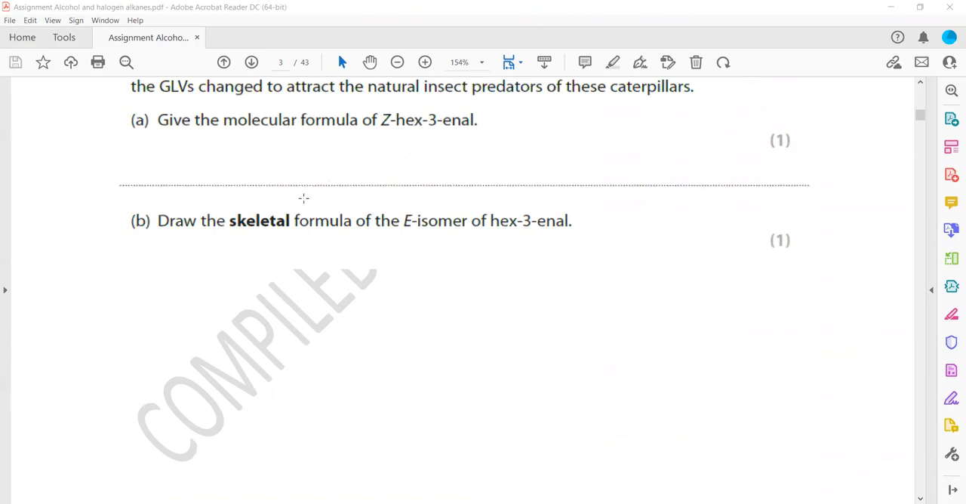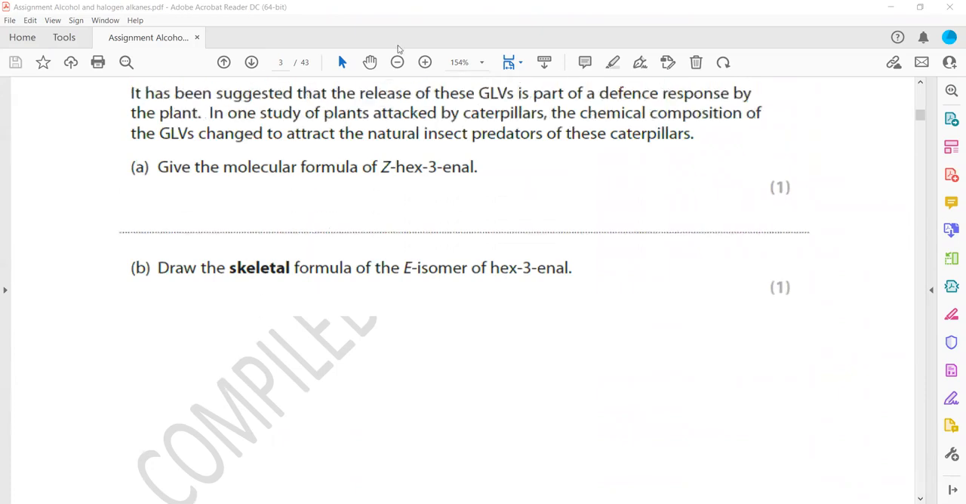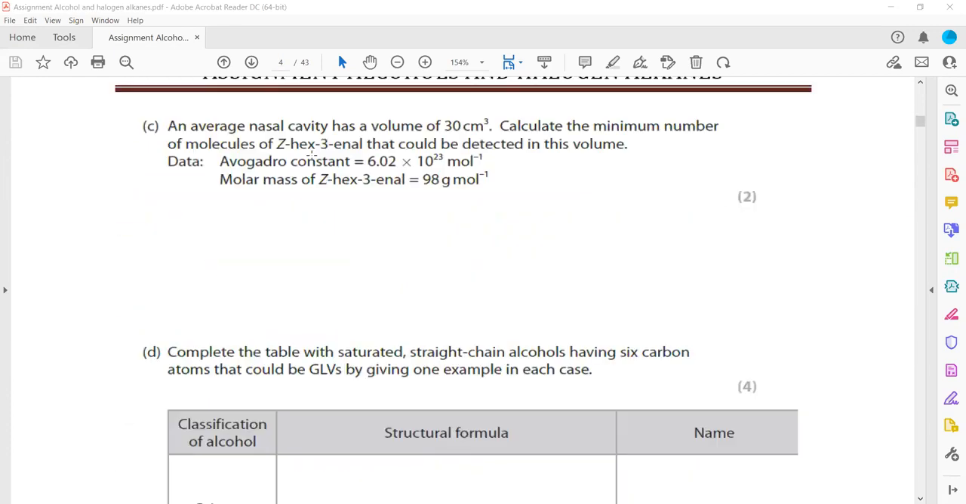It is important that you read the question properly, because sometimes students draw a displayed formula, but if the question says draw a skeletal formula, you should use these lines. If it was a displayed formula, then you should represent all the bonds which are present in the molecule.